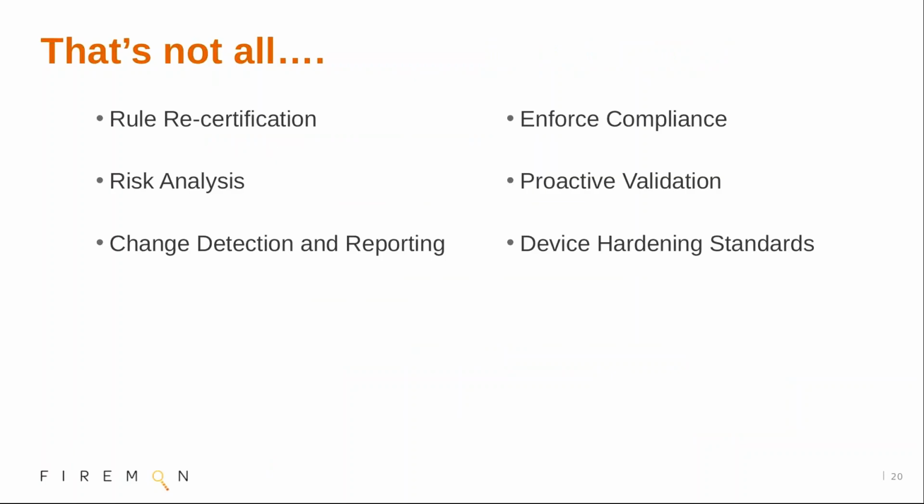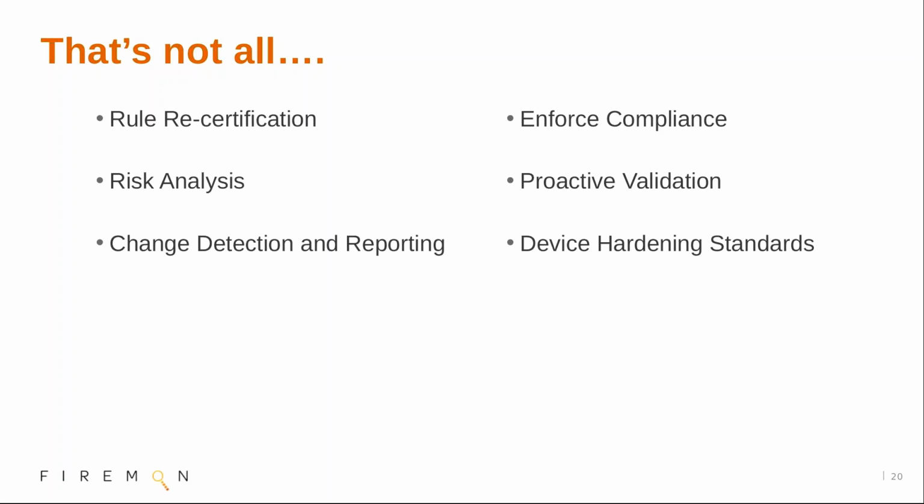There's some other things that I didn't cover here today. So these are items that you should be doing. They're irrespective of policy optimization. These are things like rule recertification. So virtually every standards and compliance body on the planet is going to require that rules periodically go through recertification, where you take a look at the rule and you identify whether you actually still need this rule or not. You have someone certify that it is access that's still required.